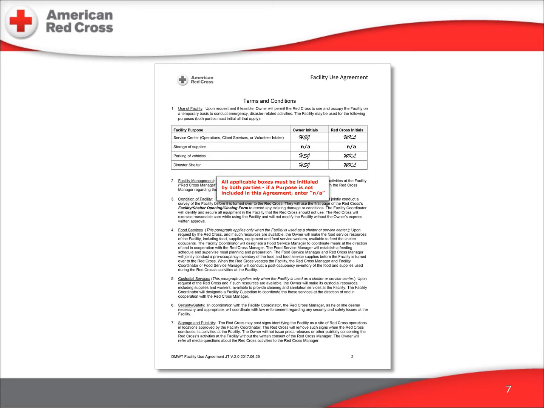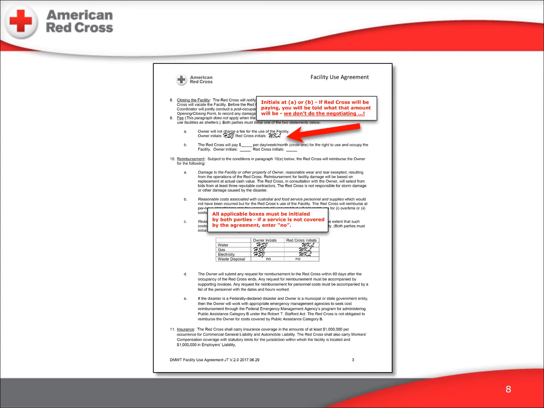This is the second page of the agreement itself. It documents the purposes for which we can use the facility: as a service center, for the storage of supplies, parking vehicles, or as a disaster shelter. Both parties initial each applicable purpose, and if we cannot use the facility for one of the 4 purposes, mark No or NA.